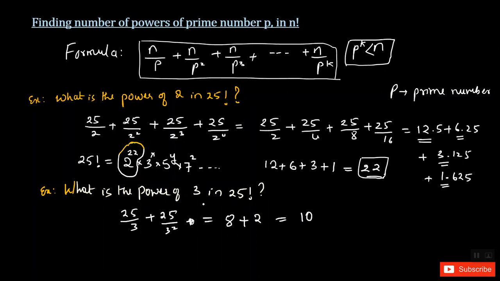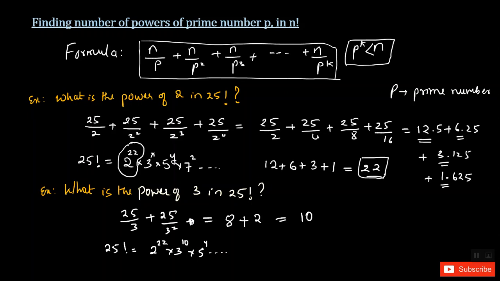So 25 factorial has, referring to the previous one, 2 to the power 22 times 3 to the power 10 times 5 to the power y, and so on, because they may ask you what is the power of 5 in this given factorial. 2, 3, 5, 7 are all prime numbers. So this is how you calculate the power of a prime number in a given factorial.